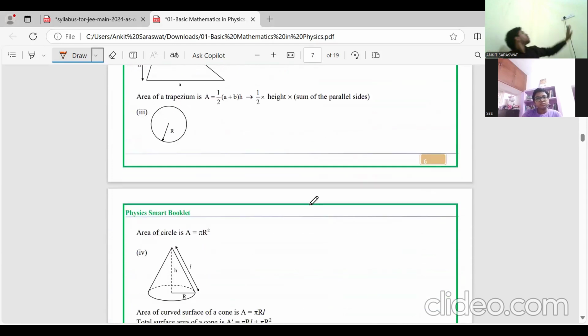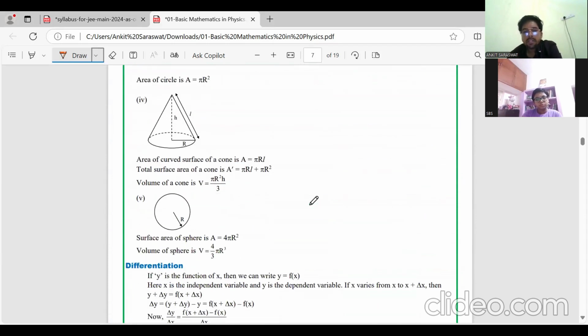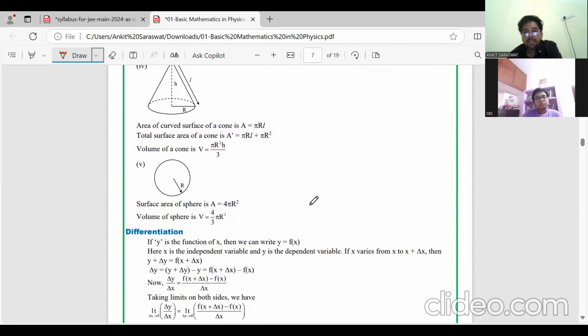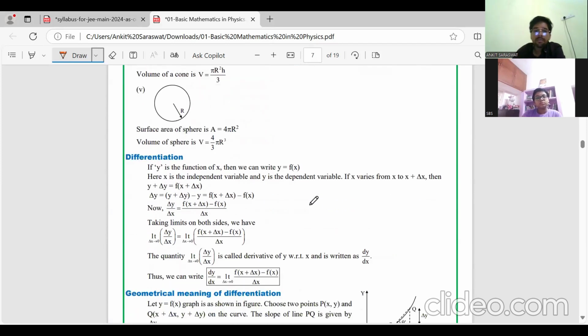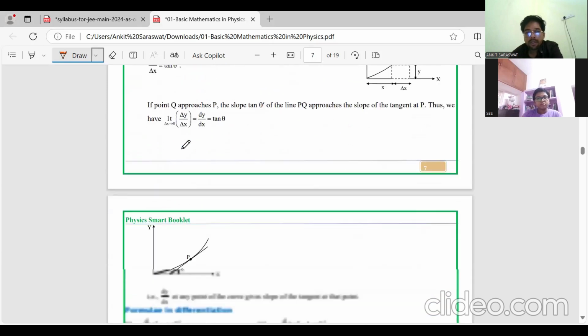Basic idea you must have. After knowing the area of a circle, many students don't know things like the volume of a sphere and the surface area. I'm telling you these things before. Don't worry about the differentiation part, I will discuss it. I will discuss the geometrical meaning of differentiation.